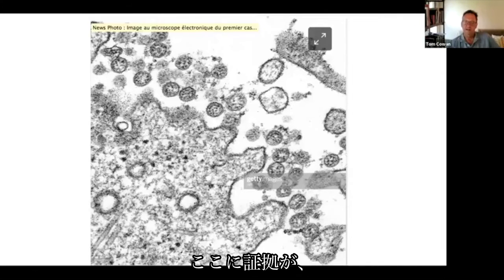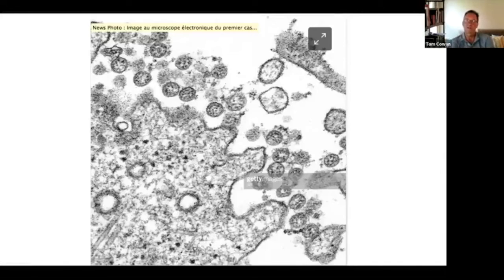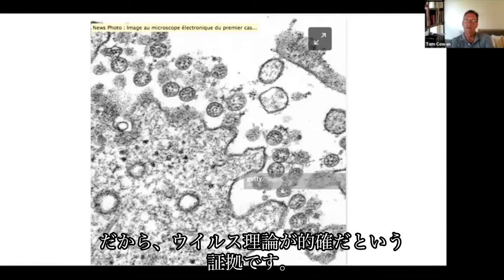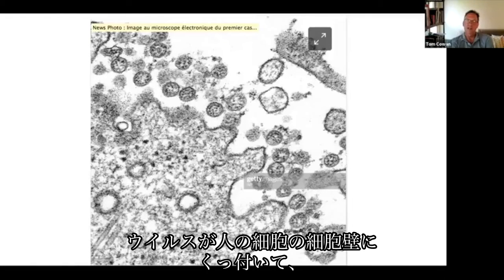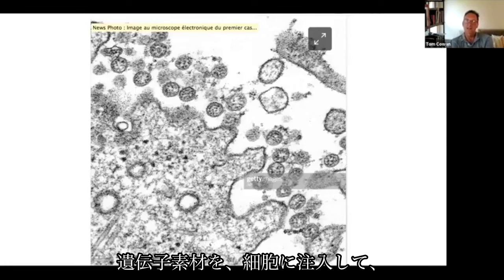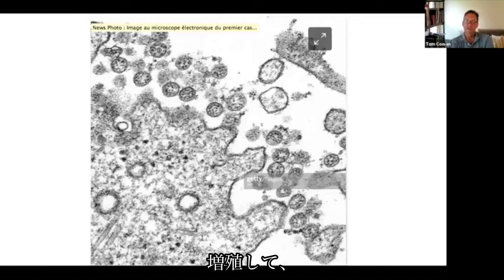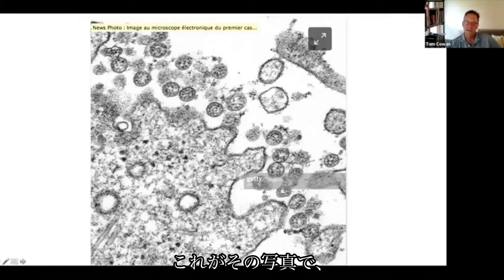I've seen probably 100 to 200 people send me this exact picture and say, this is proof that the virus exists. Now, here's proof, this one, that the virus is budding off of the tissue. So that's proof that the viral theory is accurate. The viral theory being the virus is attached to the cell membrane of the cells of the person. They do that with the spike protein hooking up with the ACE2 receptor. They inject their business, which is the genetic material, into the cell, reproduce themselves, bud off the cell membrane like this. This is the picture of that.